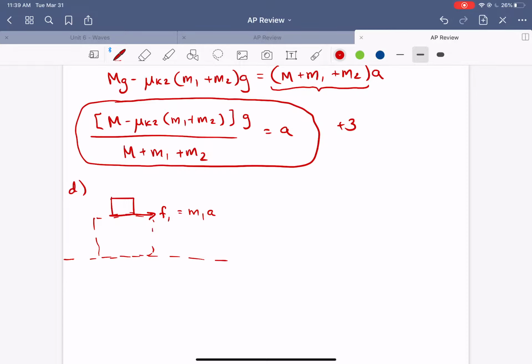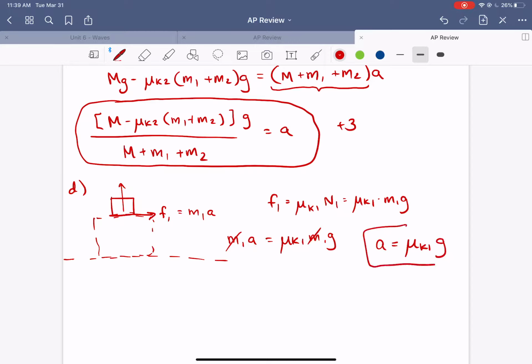Now this friction force is going to be kinetic friction. So that's going to be equal to the coefficient of kinetic friction multiplied by the normal force, which is going to be just m1g. So if we combine these two equations, m1a equals mu k1 times m1g, the masses cancel, and you get the acceleration of block 1 is just mu k1 times g. Right, so that part was worth 2 points.